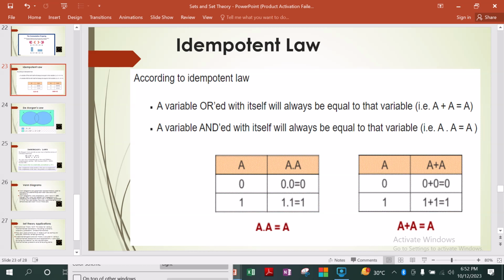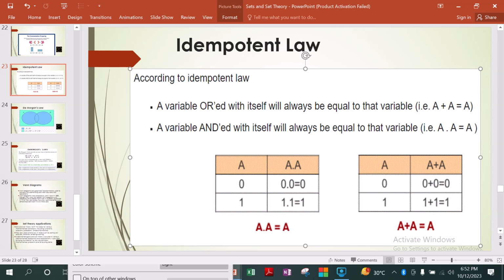According to the idempotent law, a variable ORed with itself will always be equal to that variable. A plus A is equal to A. A variable ANDed with itself will always be equal to that variable. A times A is equal to A. That's the implication.